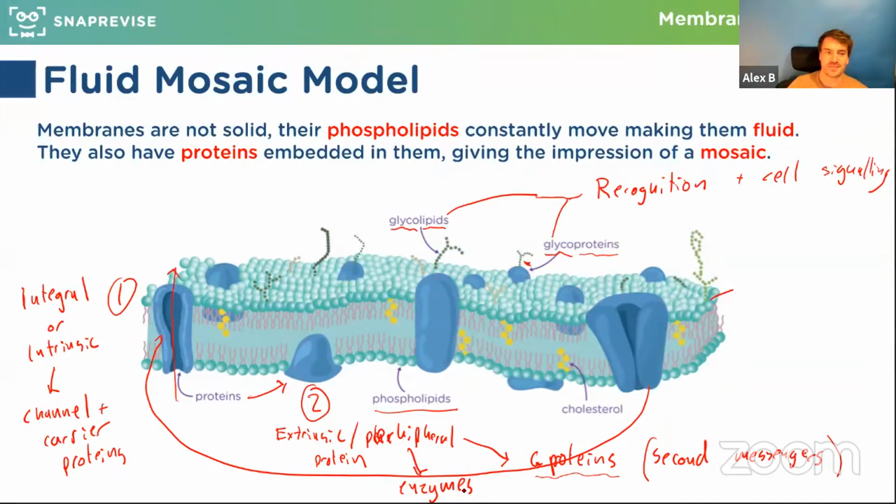Cool. The final one, another thing we could say for this is they can be an anchor point for the cytoskeleton. So cytoskeleton is like the skeleton of the cell, and there's fibers that crisscross the whole cell. So they have anchor points in the membrane, and they're basically proteins that are embedded. There's a few different types of fibers, but yeah, they can be anchored in proteins. Anchor points for cytoskeleton.